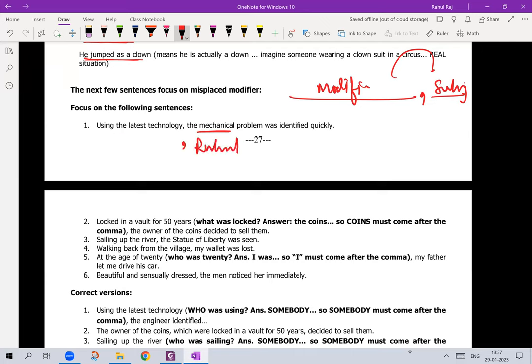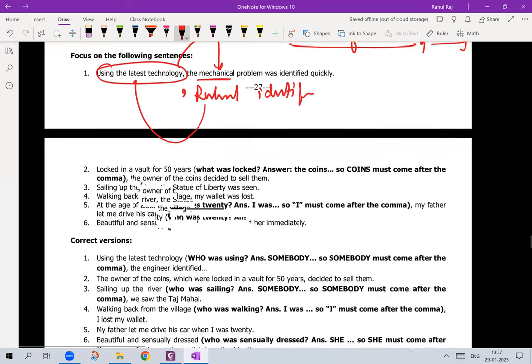Or somebody. Rahul identified the mechanical problem. Now it gives the meaning that Rahul was using the latest technology and he identified the mechanical problem. This is a perfect statement, but you can't write mechanical problem was identified. It means the mechanical problem was the one using the latest technology, and that gives you an absurd meaning. Absolutely absurd.